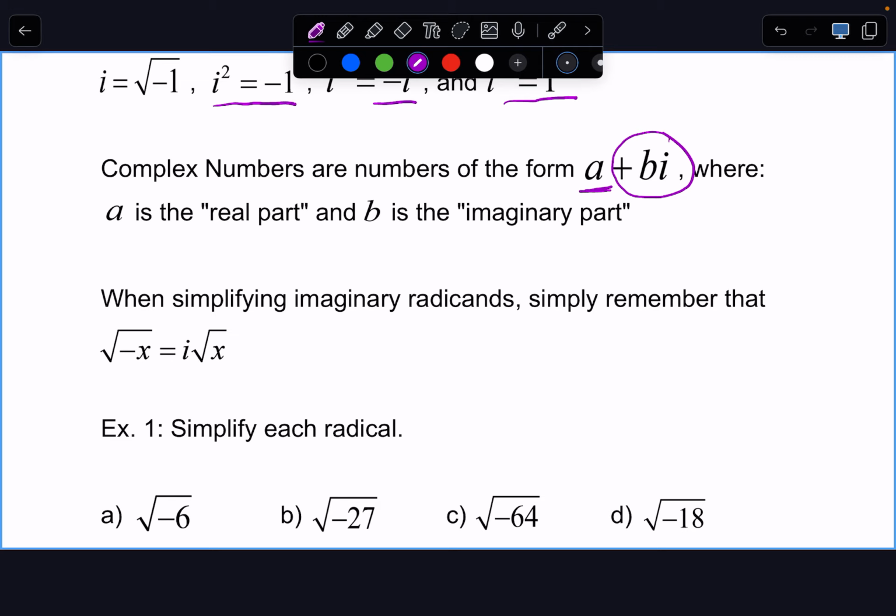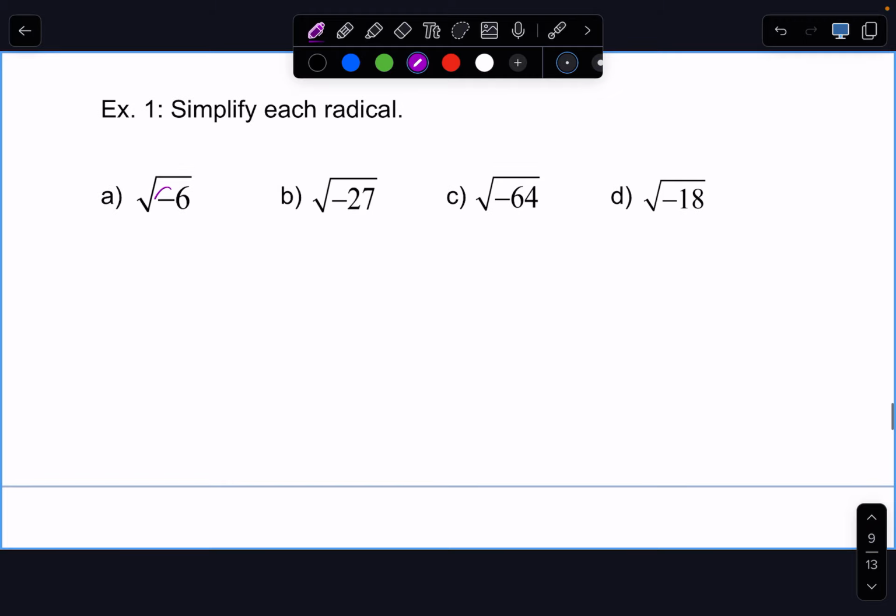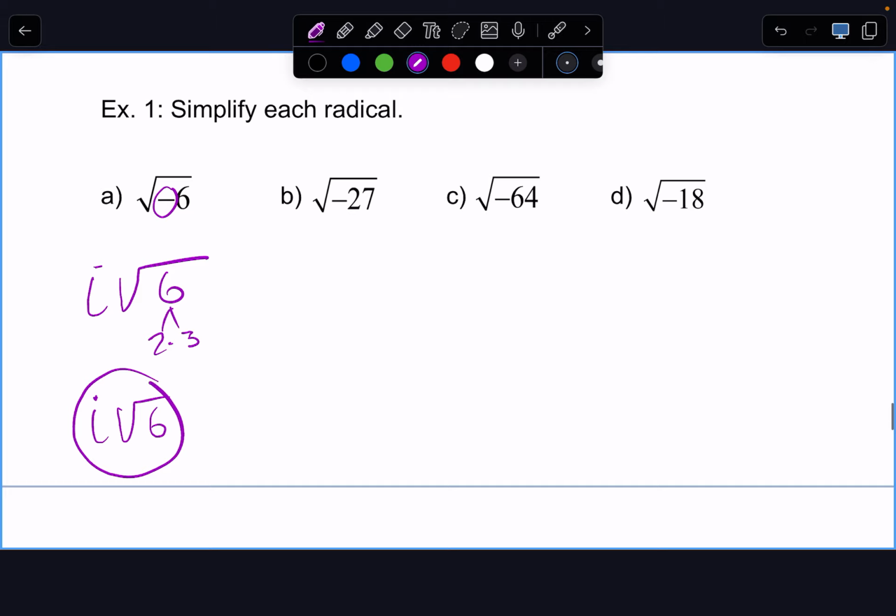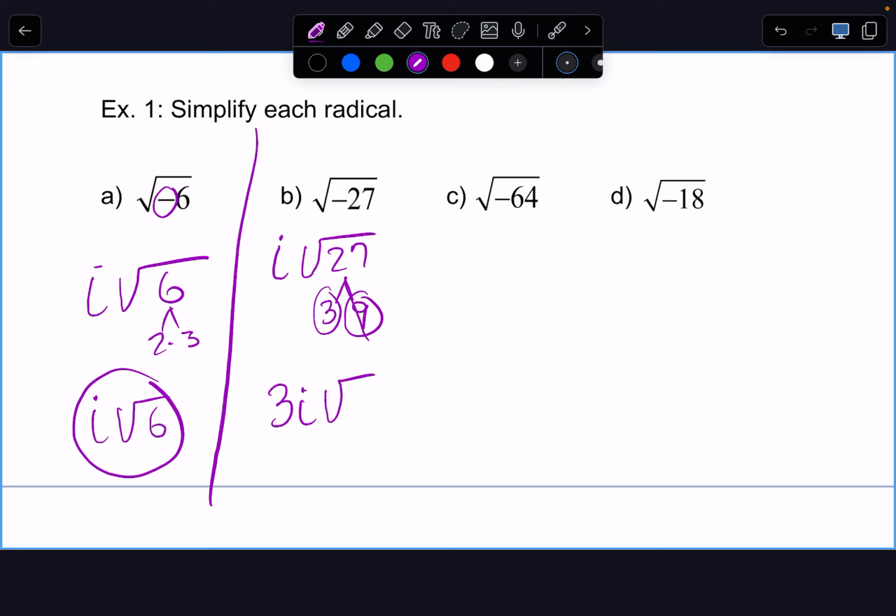Simplifying imaginary units is easy peasy. What I strongly suggest is take out the negative immediately and then try to simplify the radical. For example, here, I'm going to take out that negative as an i. Square root of 6 is 2 times 3. I don't have any pairs, so this is simply i times the square root of 6. Square root of negative 27, me personally, I'm going to make this an i immediately. And now I'm going to simplify. It's 3 times 9. Square root of 9 is 3. This is 3i with a square root of 3.